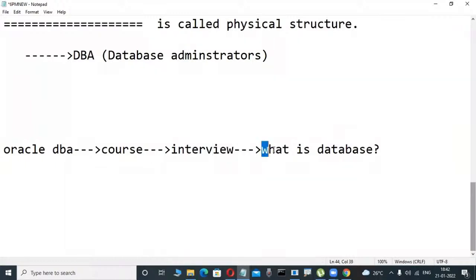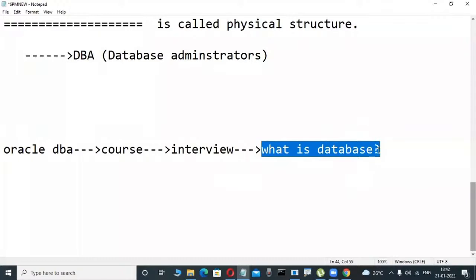That's why, when the interviewer asks what a database is and I am a DBA programmer, I don't say it is a place which stores a structured collection of data, because that is wrong. That is the logical side. I am not telling that. I am telling the physical side.